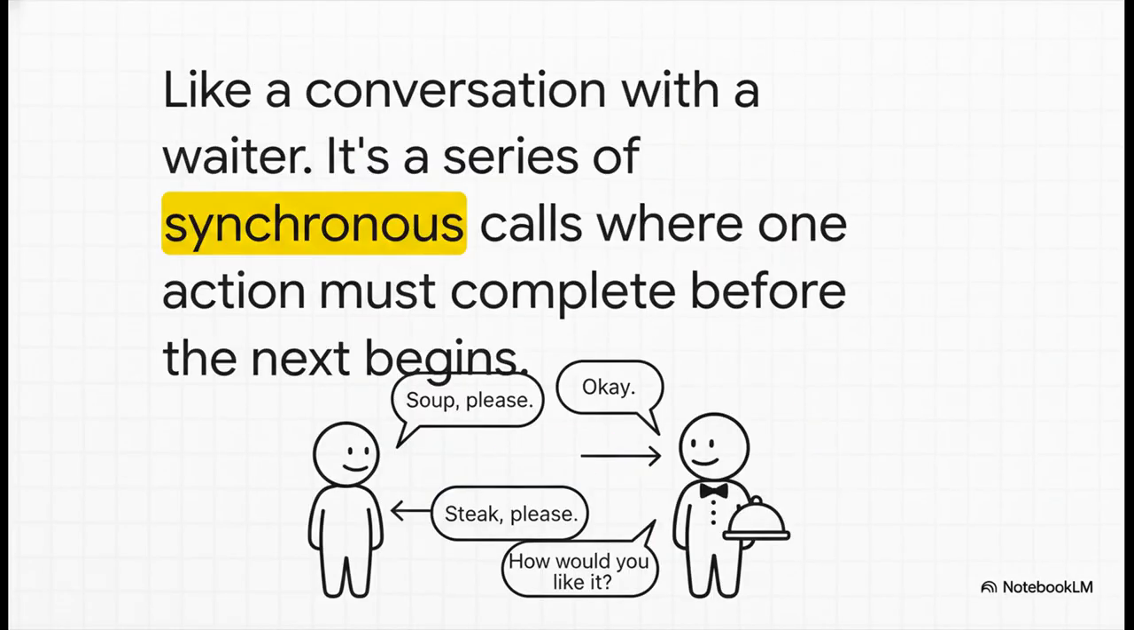Okay, so how do all these independent computers actually talk to one another? Let's use a simple restaurant analogy to break it down. The first way is what we call procedural interaction. Just imagine you're having a back-and-forth chat with your waiter. You say, "I'll have the soup." And then you have to wait for them to write it down and say, "Okay," before you can order your main course. It's step by step. This is what we call a synchronous interaction. One thing has to finish completely before the next one can start.